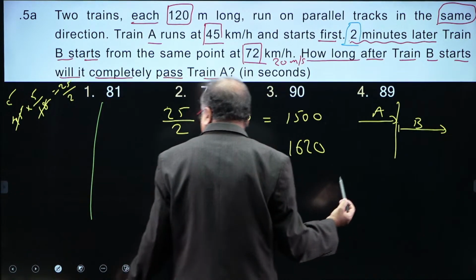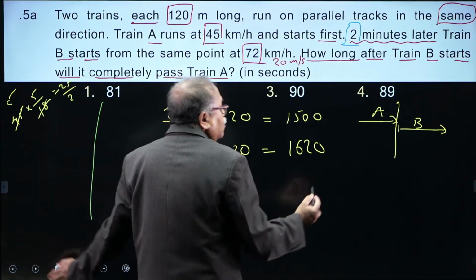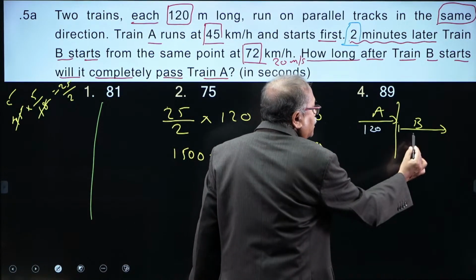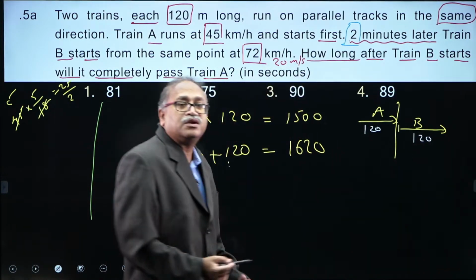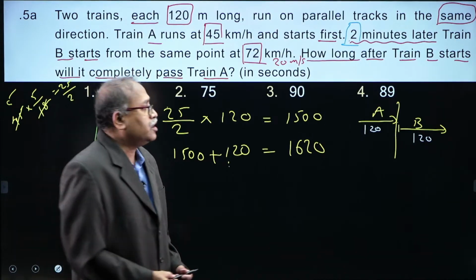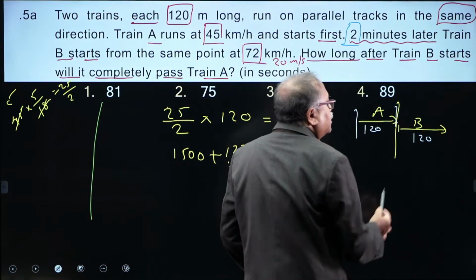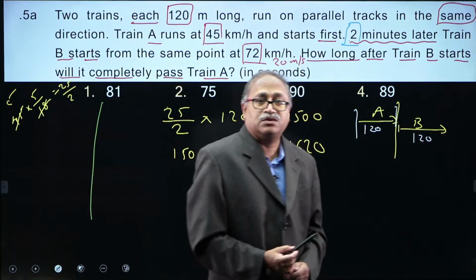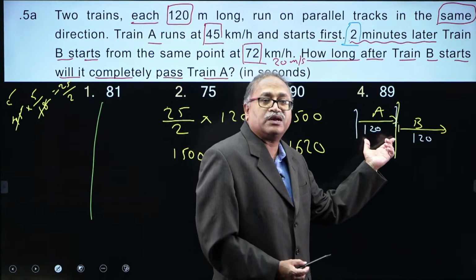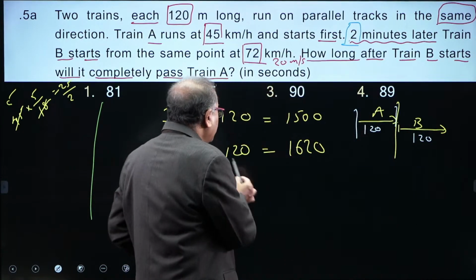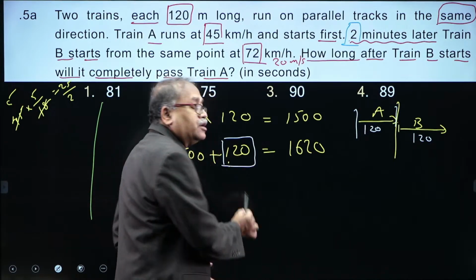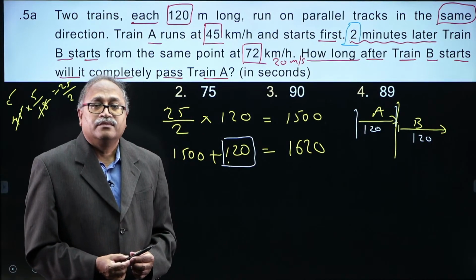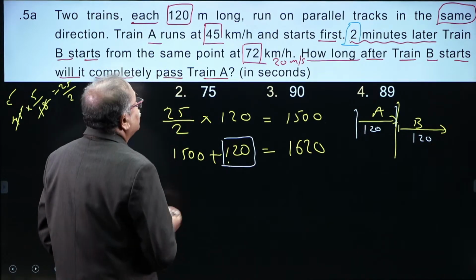Because look at this part, sir. This is 120. This is 120. Okay, it has to cross this 120, not its own distance. It has to cross this 120. Therefore, there will be a single 120. Okay. Anyhow, let us move on.